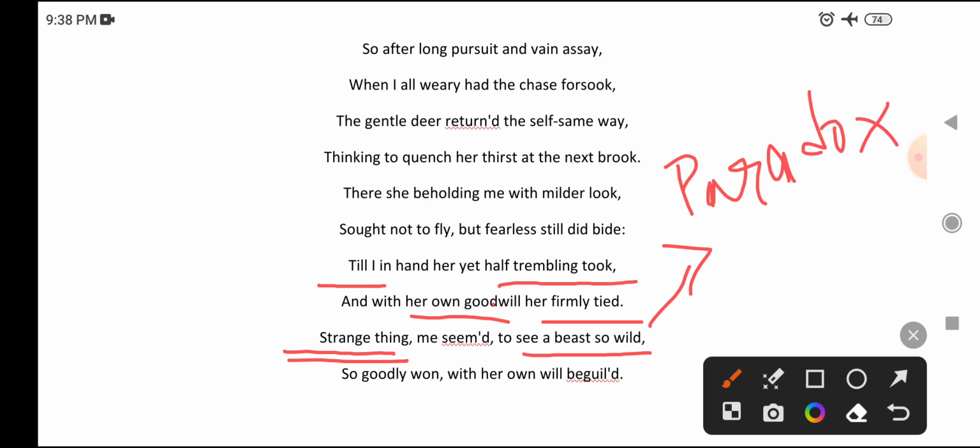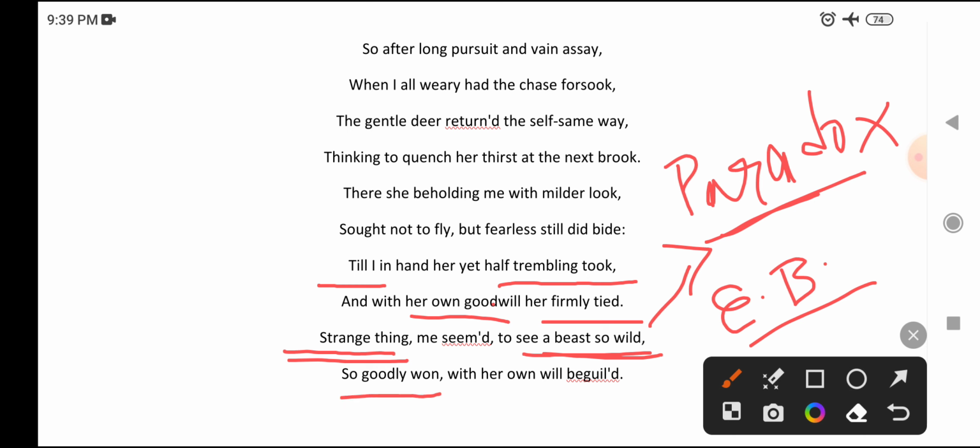Why wild? Because she was not compliant, she was not meek, she did not easily accept the love of the poet. She was rejecting, and she was fierce in her rejection. So he claimed that the beast so wild, so goodly, one that I won her with her own will beguiled, because her own will beguiled her. She was cheated, or she bent down before her own will to love the poet, and that way the poet had her.